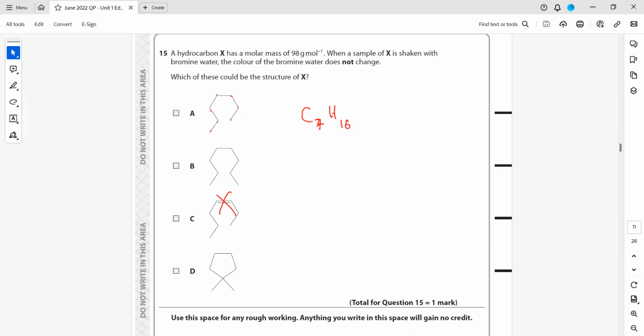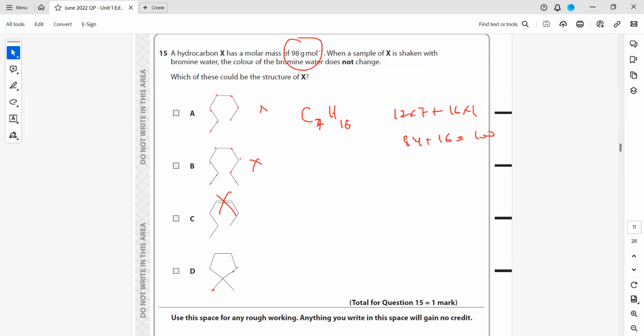So the molecular mass will be 12 multiplied by 7 plus hydrogen, 16 into 1. So that will make 84 plus 16, so 84 plus 16 makes 100. This cannot be. 1, 2, 3, 4, 5, 6, 7, 8. So obviously this mass won't match with 98.